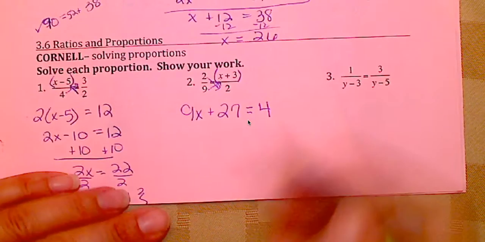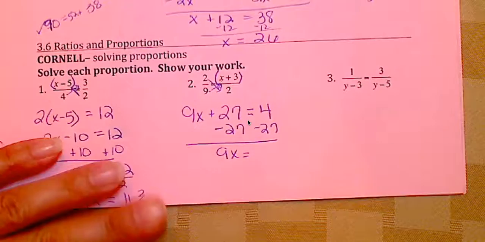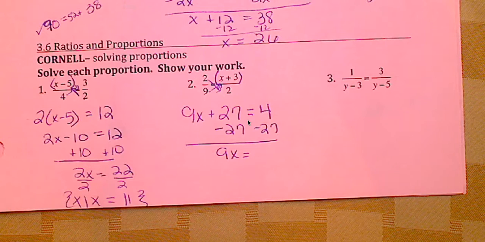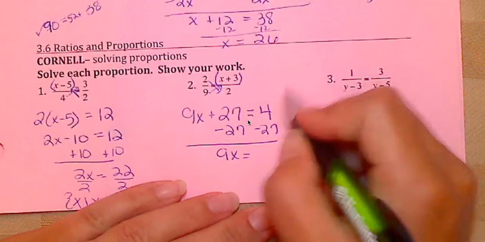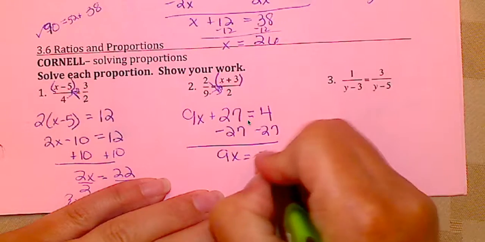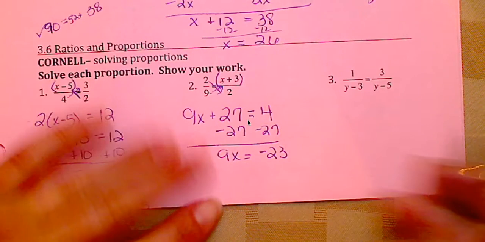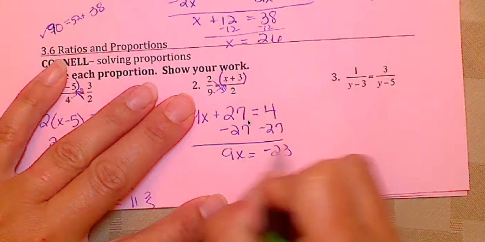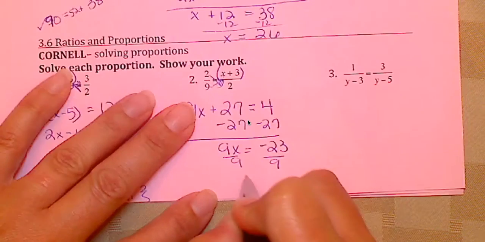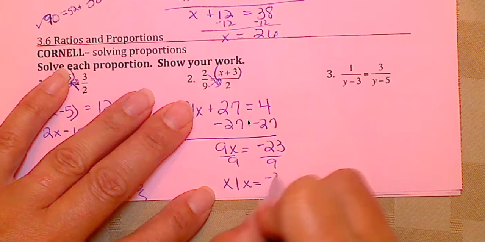We want to undo addition and subtraction next. So we subtract 27. 9x equals 4 minus 27, not 4x minus 27. So we will get negative 23. Then when we get x alone, we'll divide both sides by 9, and we'll get this beautiful fraction, x equals negative 23 ninths.